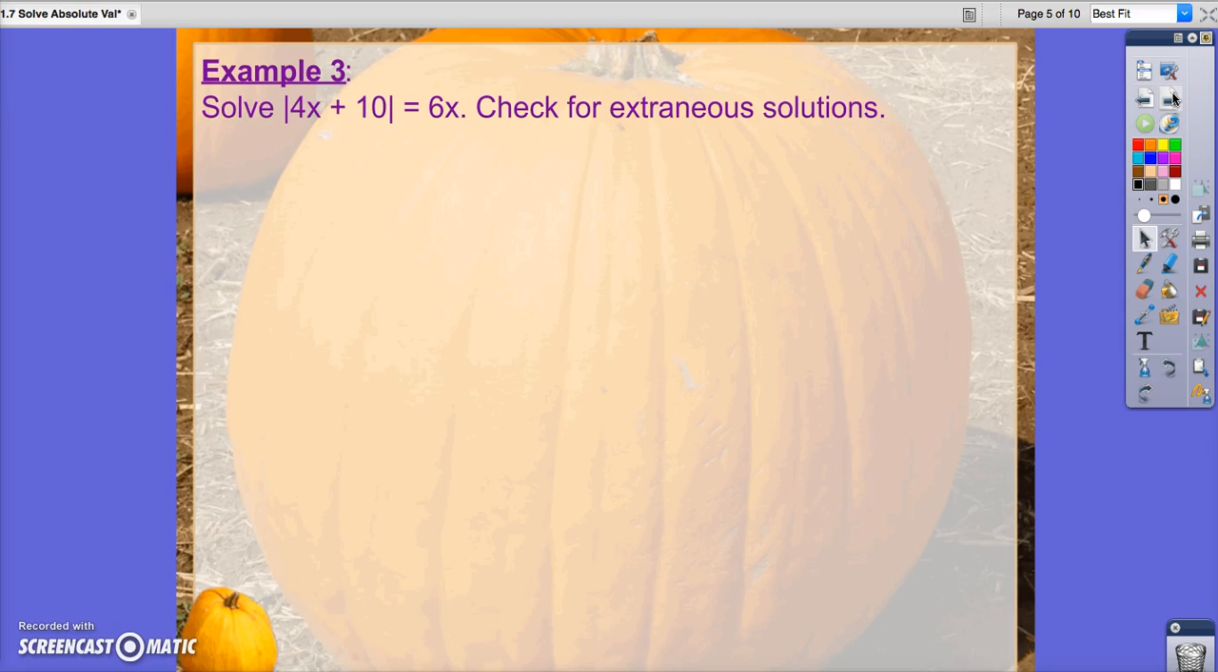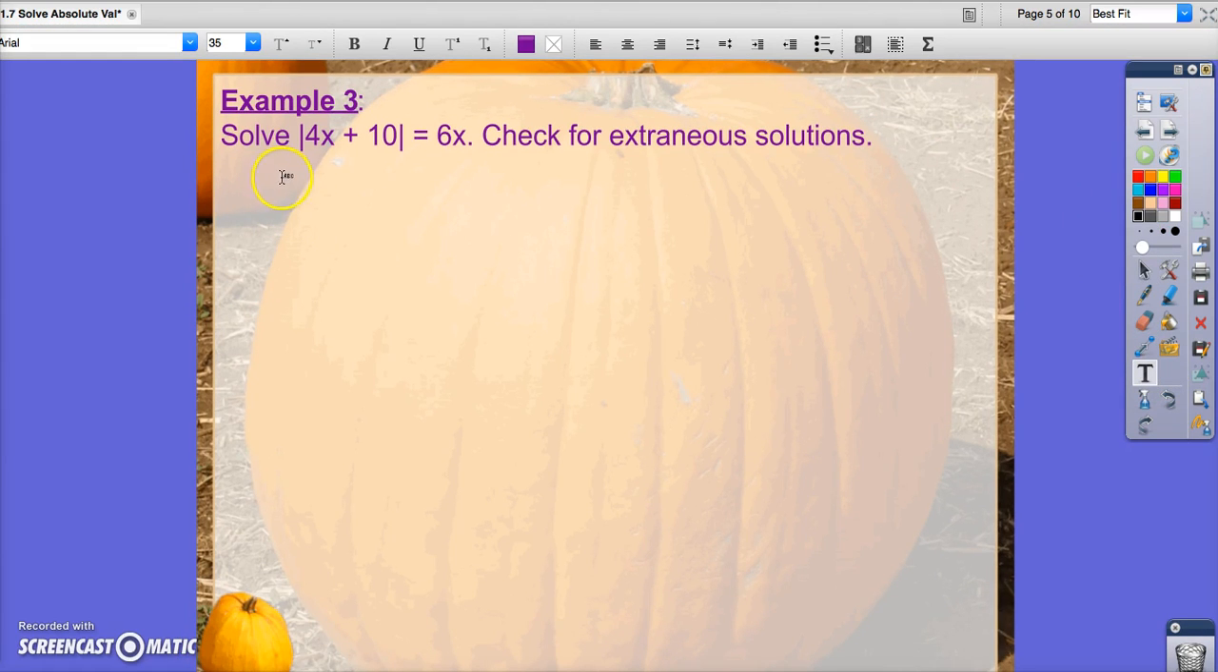Now, why might I have an extraneous solution? How does example 3 look different from examples 1 and 2? I now have a variable. I have 6x, not just 6. So chances are if you have a variable inside the absolute value bars and also off to the right without absolute value bars, that might make a difference. I'm going to set it up exactly the same way. So 4x plus 10 equals 6x.